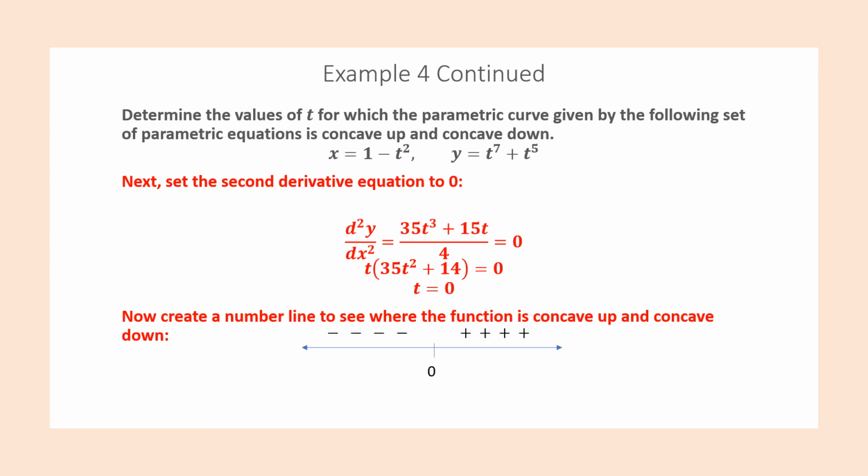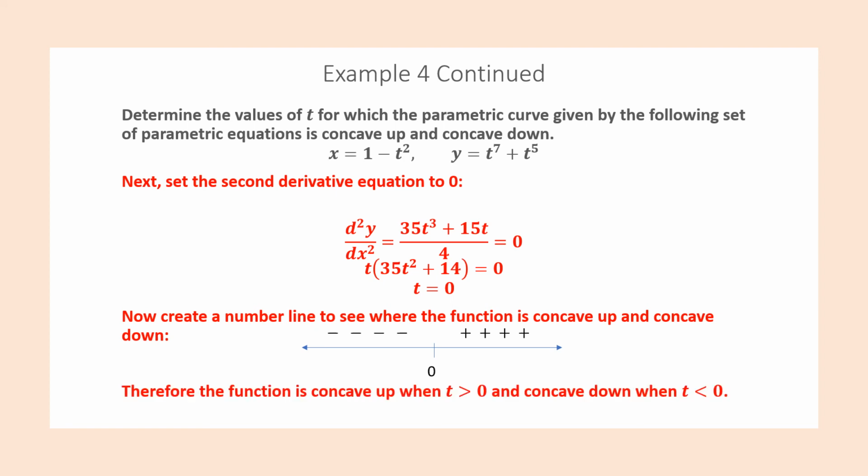So I'm going to take that t equals 0, plot it on the number line, and plug in values to the left and right of it into my derivative. I notice that when I plug in negative numbers, I get negative numbers out, and when I plug in positive numbers, I get positive numbers out. Which tells me that my function is concave up when t is greater than 0 and concave down when t is less than 0.